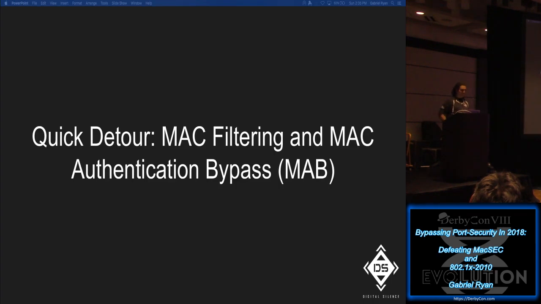So that's our 802.1x 2010 bypass in cases where weak EAP is used. We're going to take a quick detour before we wrap this up and talk about MAC filtering and MAC authentication bypass. I ended up looking at this stuff as well. I went off in this direction briefly while looking at all this other stuff.